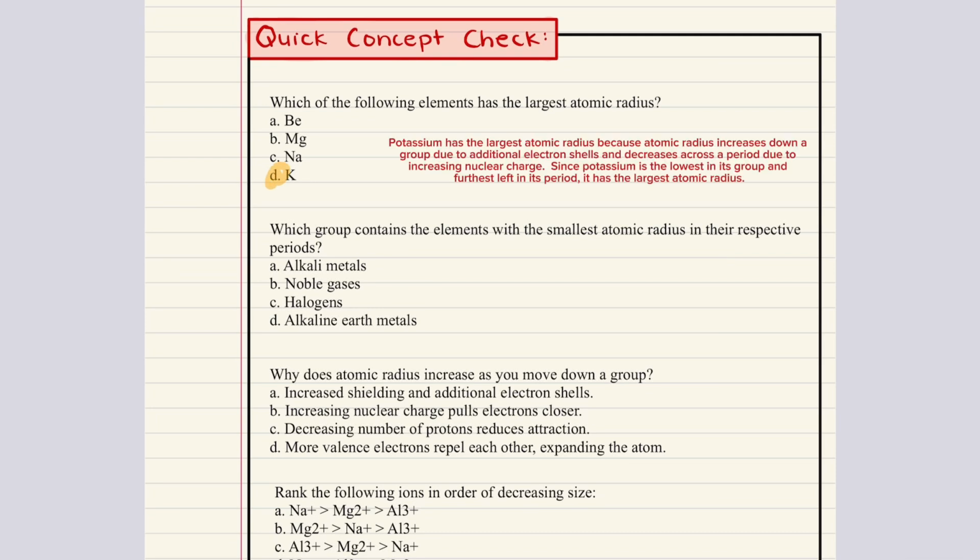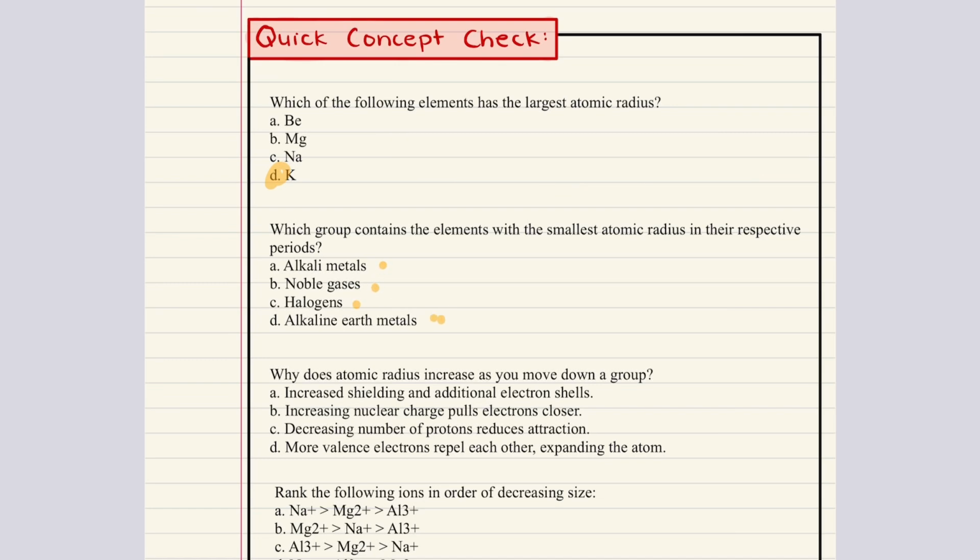The next problem says, which group contains the elements with the smallest atomic radius in their respective periods? We have alkali metals, noble gases, halogens, and alkaline earth metals. Across a period, atomic radius decreases from left to right because the increasing nuclear charge pulls electrons closer without additional shielding. The noble gases are in group 18. They are at the end of each period, meaning they have the smallest atomic radii compared to other elements in their rows. Even though they have full valence shells, their strong nuclear attraction keeps the electrons tightly bound. So the correct answer here is going to be B, noble gases.